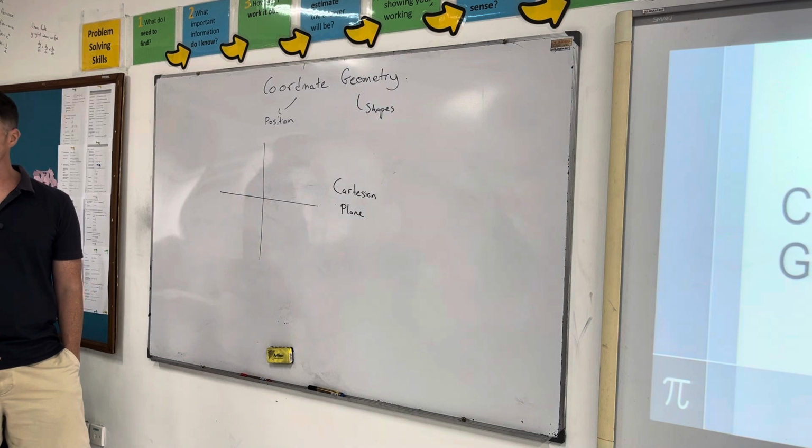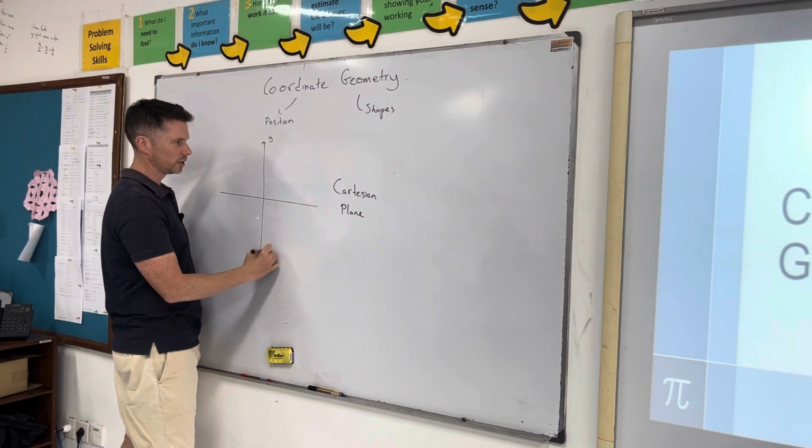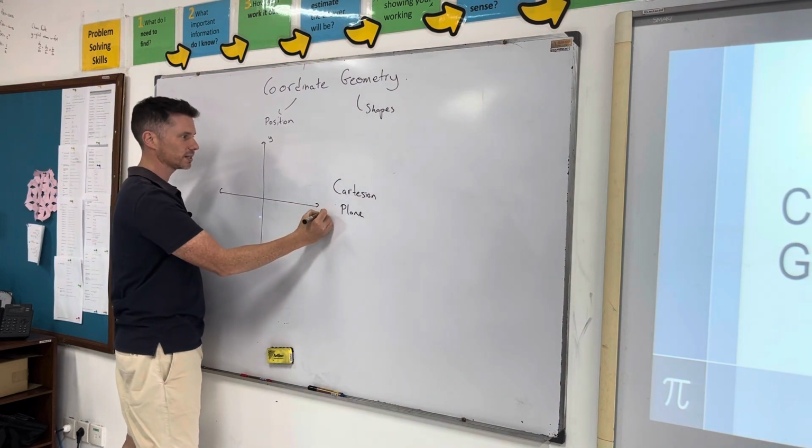And Cartesian? It's the guy who came up with it. Descartes, some French guy. My French is not good, but that's where the Cartesian comes from. He came up with this. So it's a two-dimensional plane where we can plot coordinates. You're well used to this. This is the y-axis, of course, and this is the x-axis.